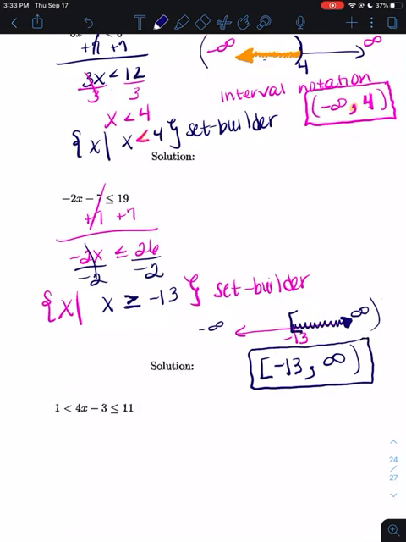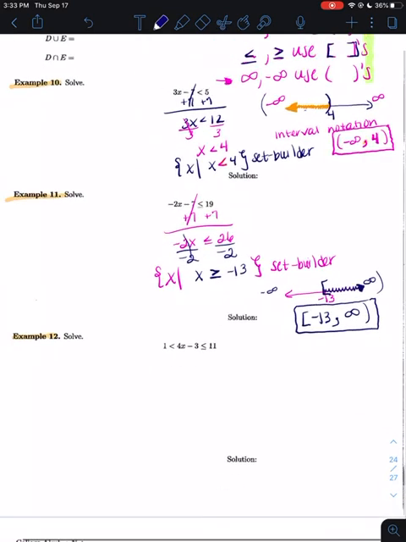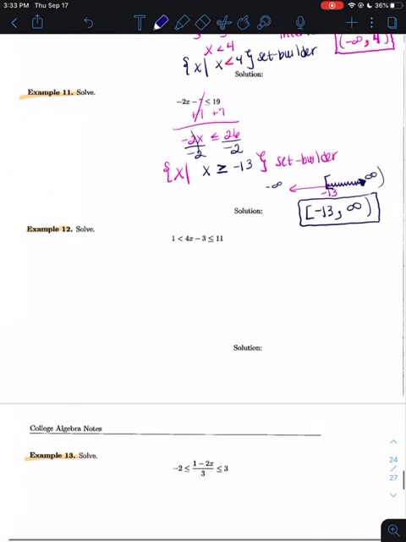So what I'm doing is, instead of using that chart or that table above, I'm using my graph to help me write my answer in interval notation. And you have to know how to graph it regardless. So it's useful to know that the interval notation is just a short version of the graph.